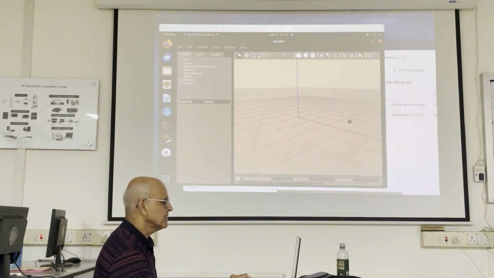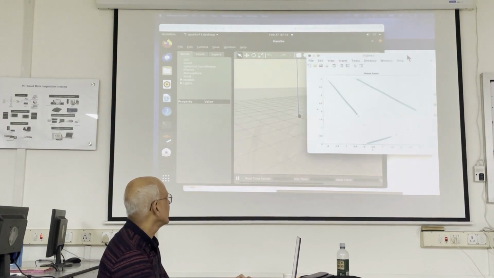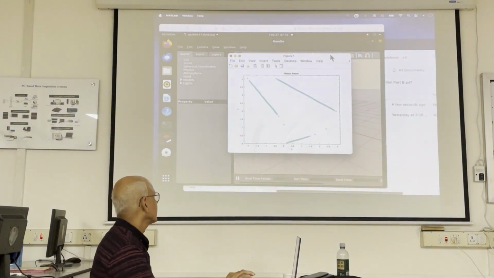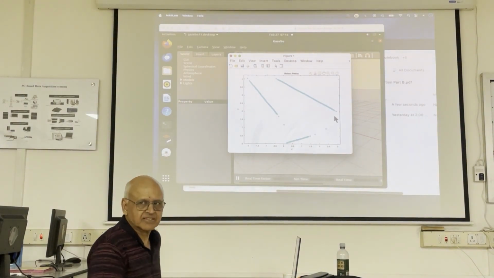I'll show you the plot, and you can tell me why it seems incomplete. Okay, look at the plot. So we started at 0, 0, right? So why these incomplete sections?